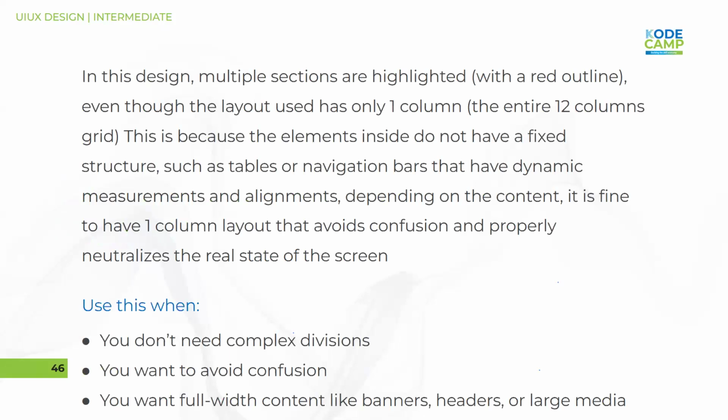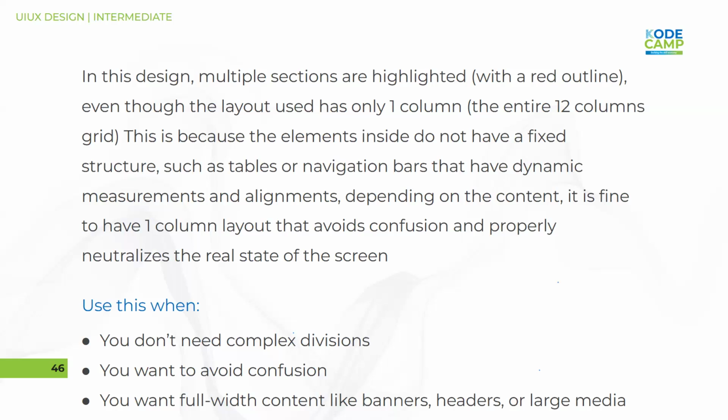Number one, we have the one column layout. In this design, multiple sections are highlighted. We are going to show you this with a red outline. Even though the layout only uses one column, it takes the entire 12 column grid. This is because the elements inside do not have a fixed structure, such as a table or navigation bar, that have dynamic measurements and alignment. So depending on the content, it is fine to have one column layouts that avoid confusion and properly utilize the real estate of the screen.